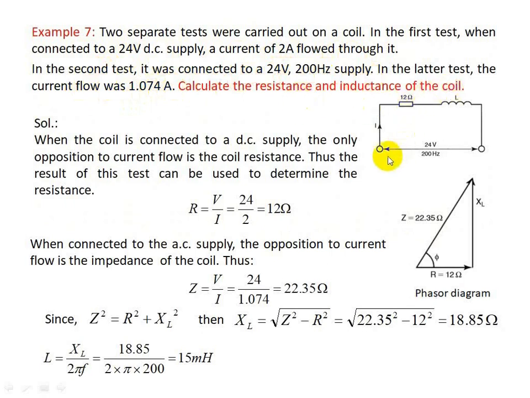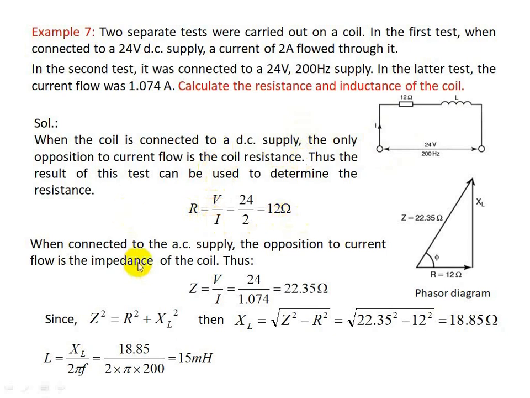So here, in the first test, only DC voltage is applied. If DC voltage is applied, the frequency for DC voltage is 0. Therefore, the inductive reactance also will be 0, because the formula is 2 pi FL, F is 0, therefore XL is 0. So in DC circuits, inductance will not have inductive reactance. So the circuit will have only resistance. Therefore, we can find resistance from the first test by dividing the applied voltage by the current in the circuit. So we'll get 12 ohms.